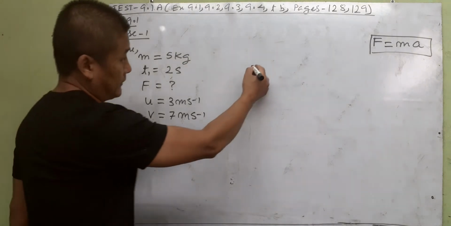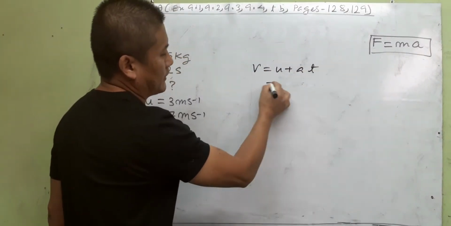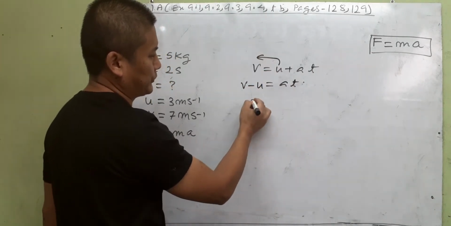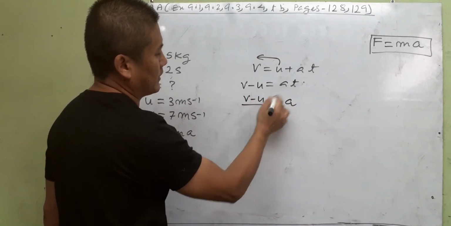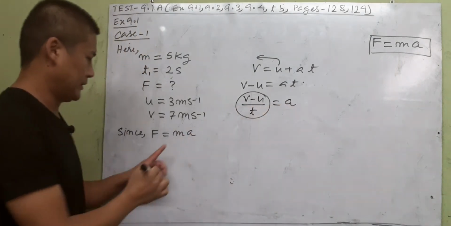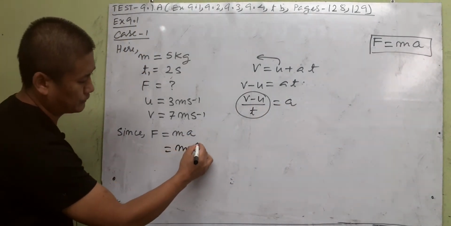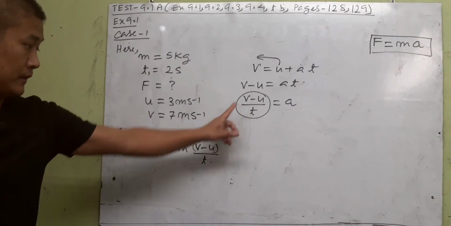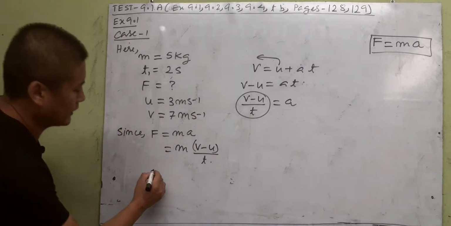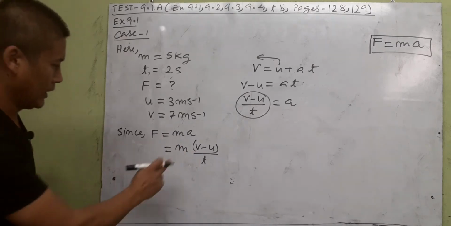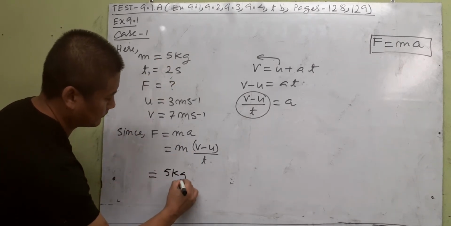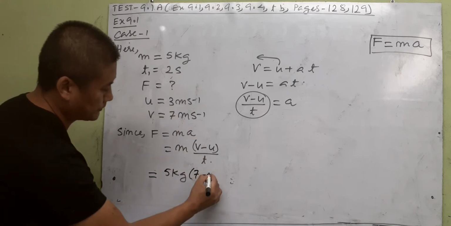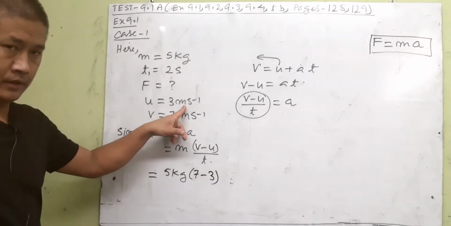Now in our chapter 1, we learned that V is equal to U plus AT. So this AT, if you keep on one side, then U goes to the other side as minus U. So A will be V minus U divided by T. So this A can be replaced by M into V minus U divided by T in place of this A, right? So now once we do that, we can replace the values. M, let us write down first, 5 kg into V here, 7 minus here, 3, and both are the same unit, meter per second.